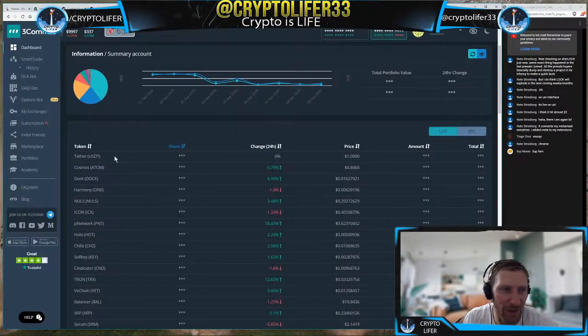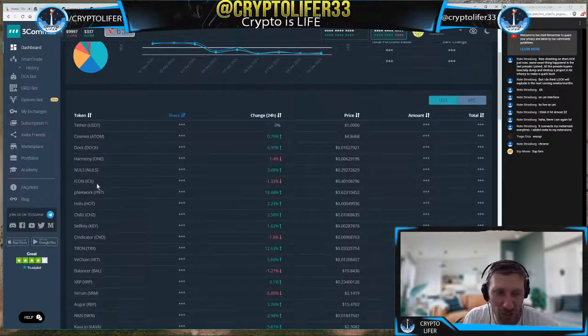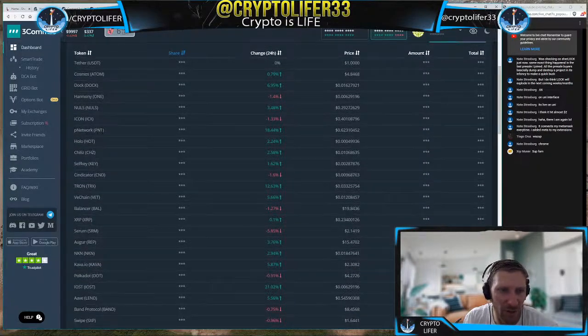So we're still holding a lot of Tether. I'm waiting on a move. I'm still in Cosmos. I'm still in Doc. I have some one. I got nulls at the very low, 29, 28 cents. ICX right now is a good chance. It went to 40, it's down to 10, 70. It's down to 40 cents. I'm holding this PNT, Pnetwork. It was something else, but they changed the name.